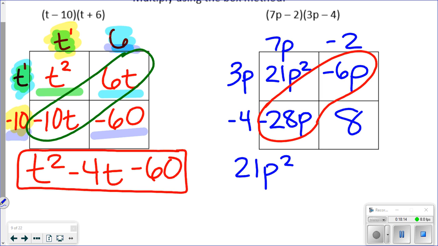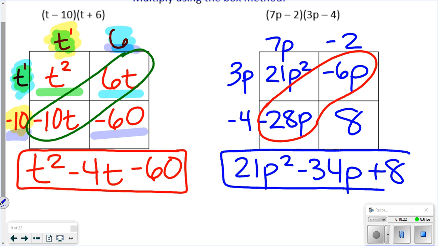Negative 28 minus 6 would be negative 34p, and then positive 8 comes at the end, and this is my final answer. And this looks different than the computers in the book because those were all constant terms, those were all numbers, so we just added them all together and got one final number.